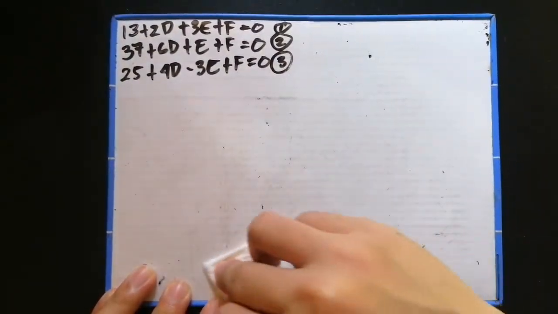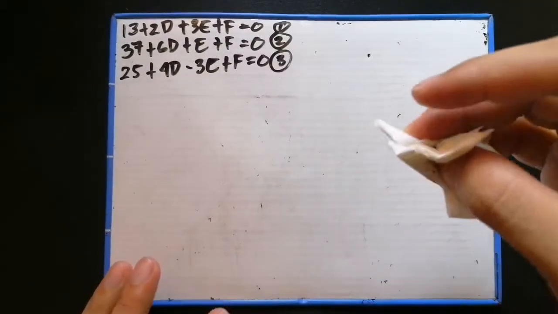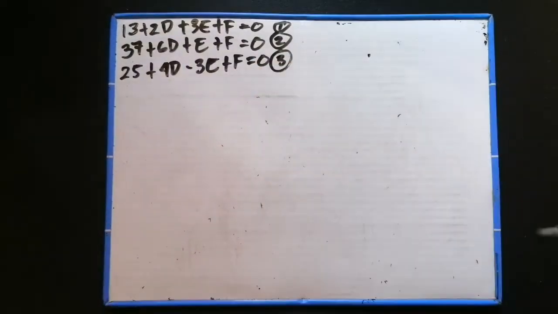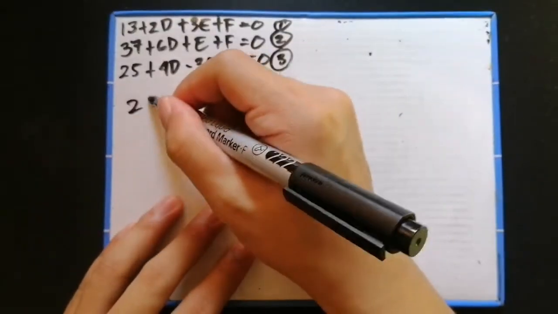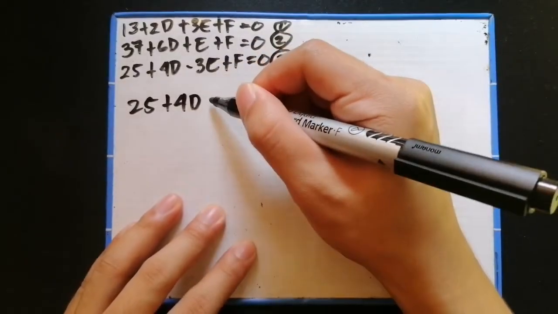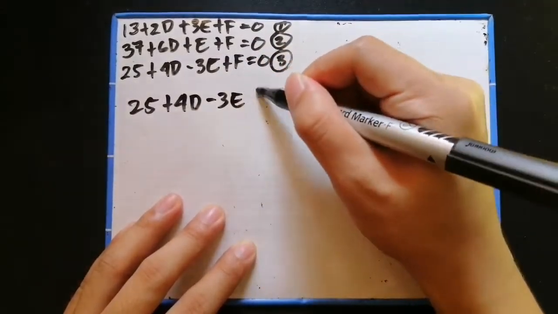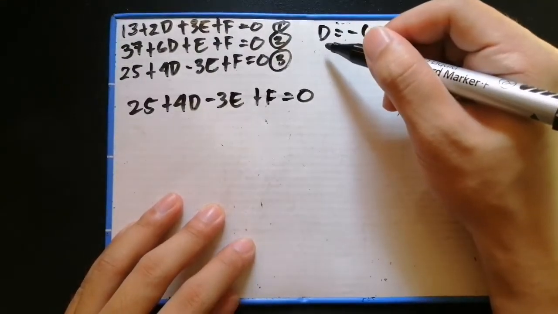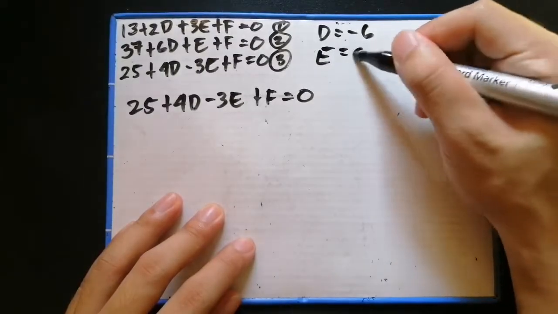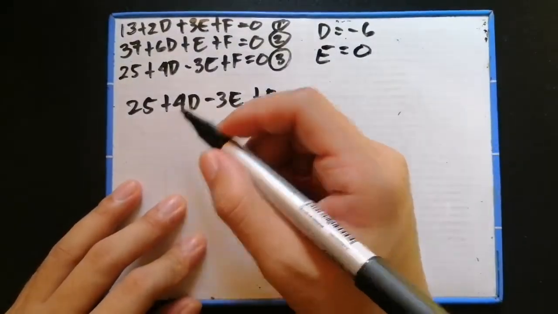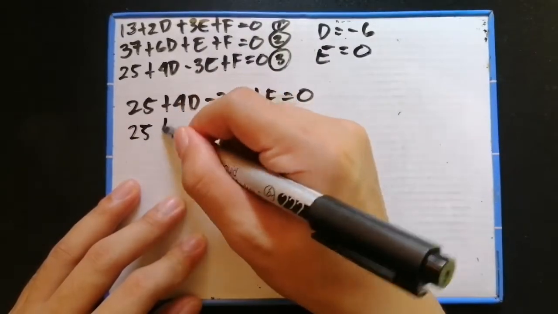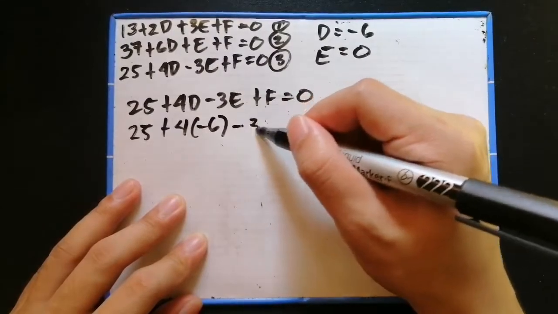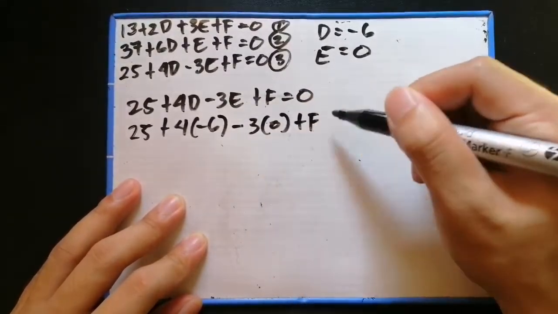Pwede na natin siya ngayon i-substitute. So, ano yung pinakamadali dyan? Pwedeng kay equation 3 na lang. So, 25 plus 4D minus 3E plus F is equal to 0. What is our D? Is negative 6. Si E natin ay 0. So, substituting that, magiging 25 plus 4 times negative 6 minus 3 times 0 plus F is equal to 0.